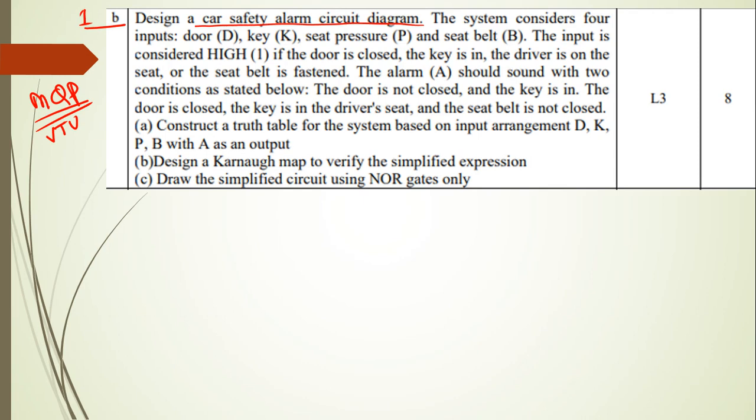But there will be some conditions in this particular question. Let us see for what conditions we have to generate an alarm. Okay, let us see the question in detail. The system considers 4 inputs. See, they are already mentioning here there are 4 inputs. What are the 4 inputs? The one is the door, and there is a key, and there is a seat pressure, and the another one is the seat belt.